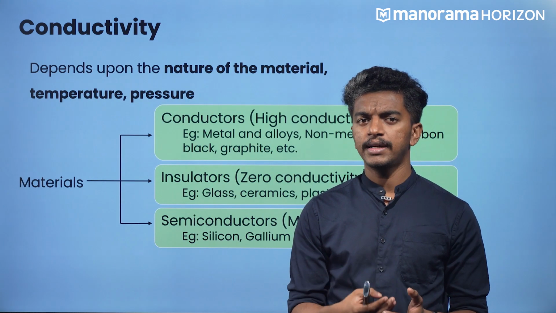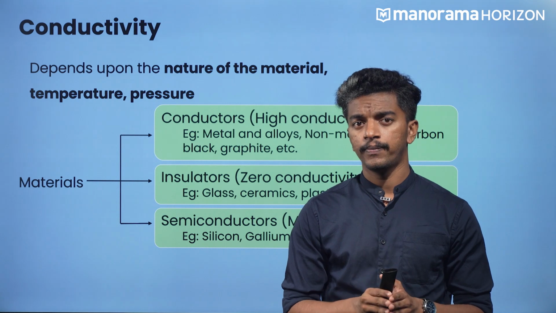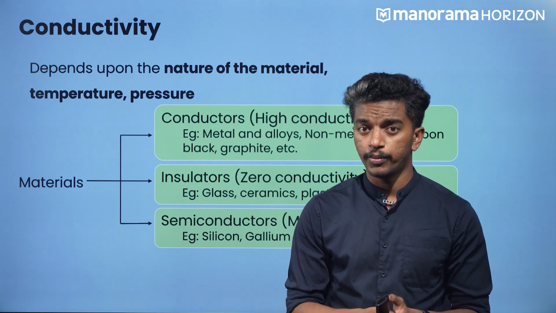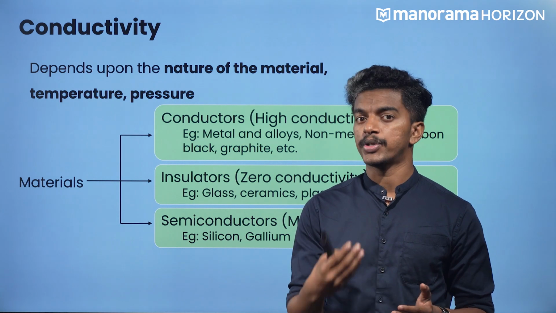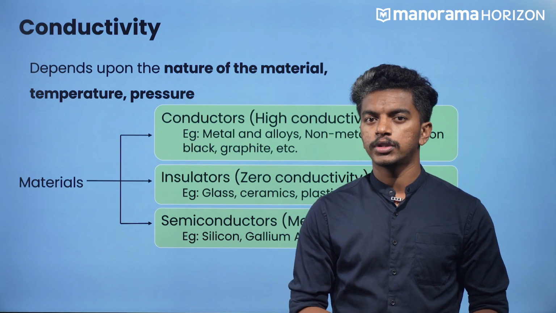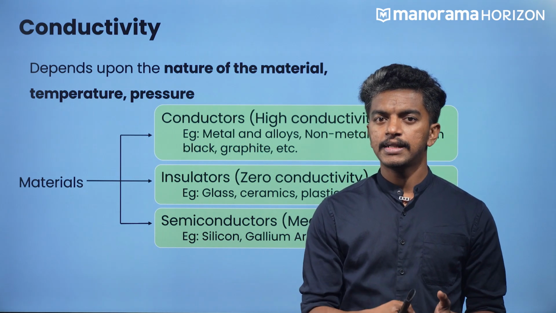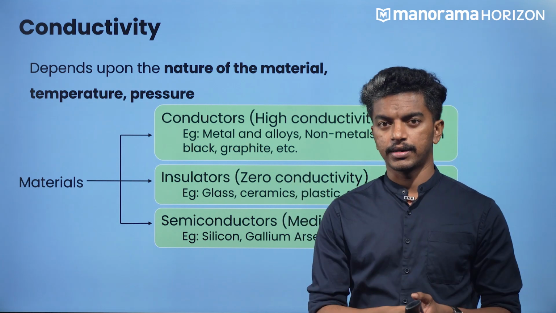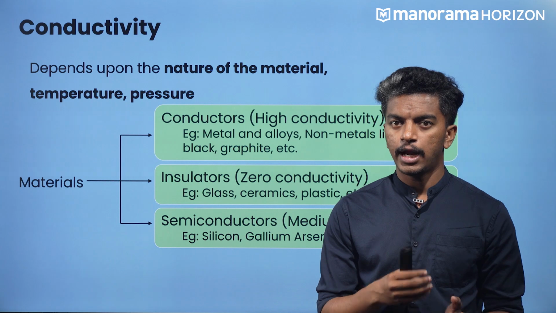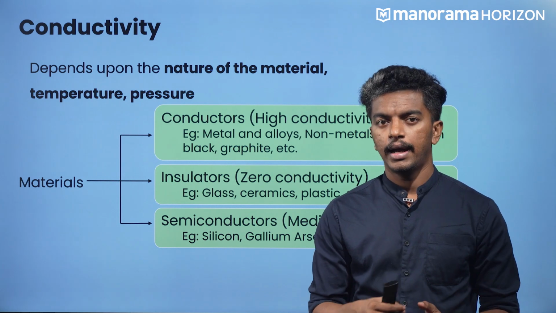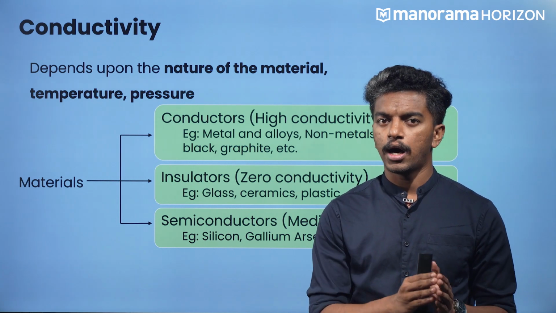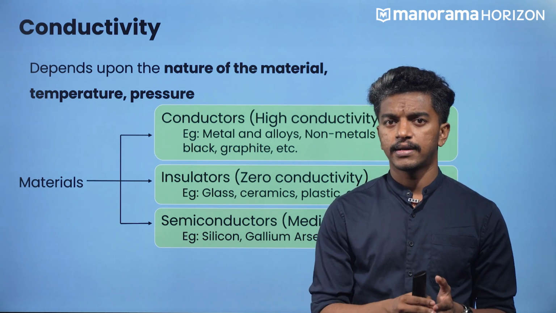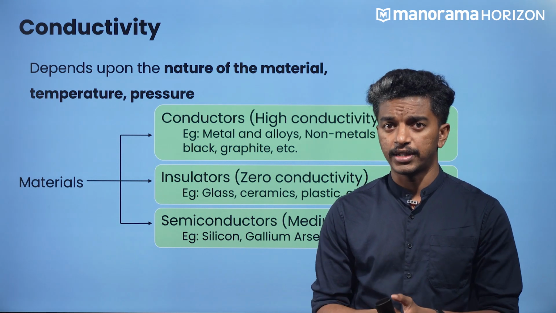So what exactly determines the conductivity of a material? The magnitude of conductivity varies a great deal and depends on the nature of the material as well as temperature and pressure. Mainly depending on the magnitude of conductivity, materials are classified into conductors, insulators and semiconductors. Most of the metals and their alloys are examples of conductors, and non-metals such as carbon black and graphite are also conductors. Insulators like glass, ceramics and plastics have zero conductivity.